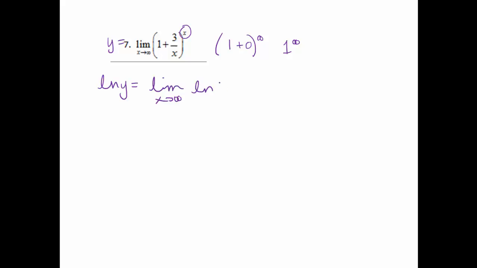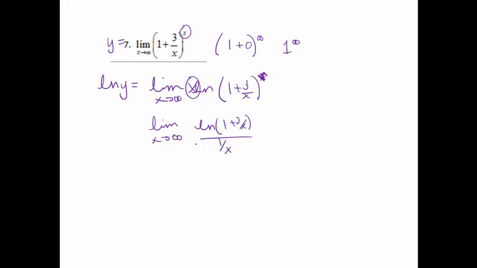The natural log of (1 plus 3 over x) to the x. And then remember, we're allowed to bump that x out front. From here, this is not set up to do L'Hopital's rule right now because it's not a fraction, but we can make it into a fraction by moving this x down to the denominator. So it's going to be the same as the limit as x approaches infinity of the natural log of (1 plus 3 over x), over 1 over x.